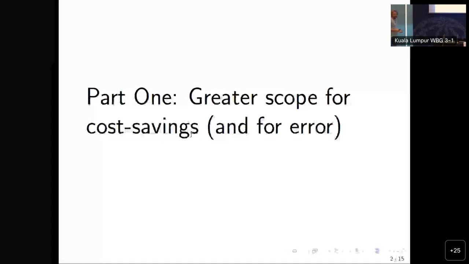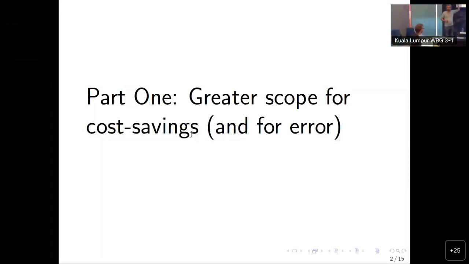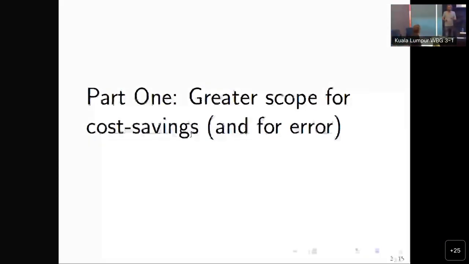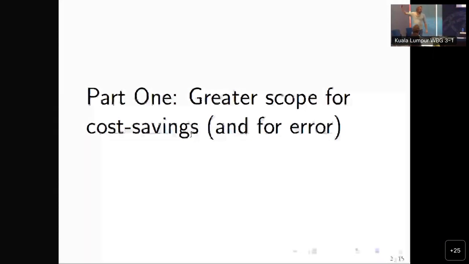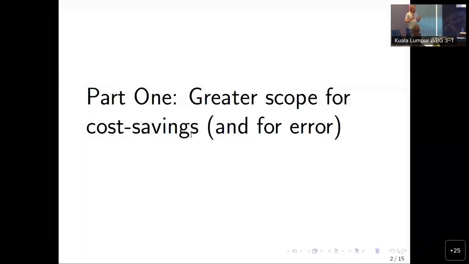The flip side of that is, of course, the scope for making errors is bigger now as well, right? Because inevitably, you're going to train your model on maybe an older survey, or worse still, a survey from a neighboring country, right? So you have to train your model on something that already exists.